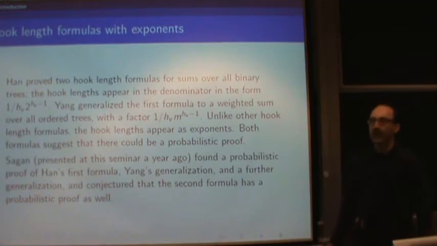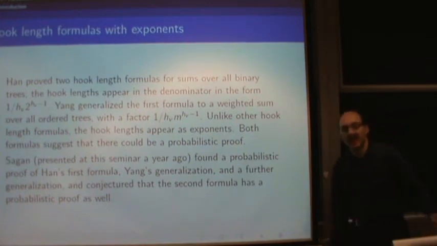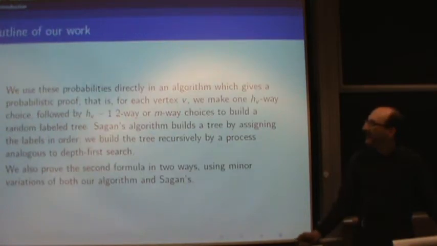Both of these formulas, just by their form, suggest there should be a probabilistic proof. And in fact, there is one. A year ago, Bruce Sagan presented probabilistic proofs of Hand's first formula and of Yang's generalization at this seminar. And he actually credited us. And the proof he presented was not quite the one that I'll present here. And he conjectured that Hand's second formula had a probabilistic proof as well, and then credited us with proving that. And he said that our proof was better because our proof could prove Hand's second formula and his couldn't.